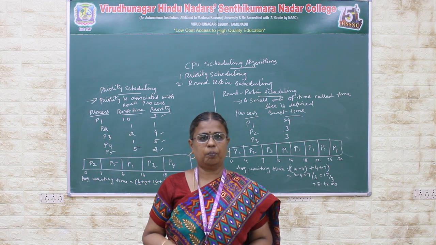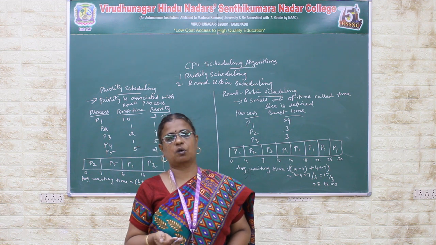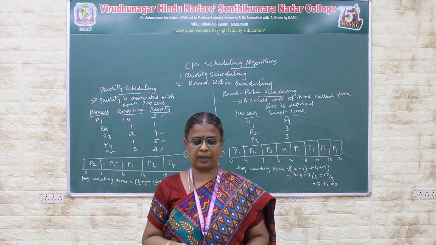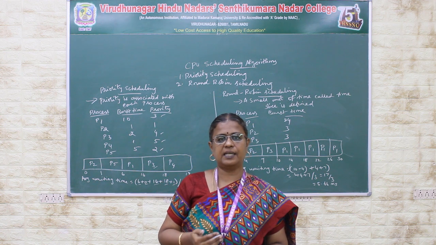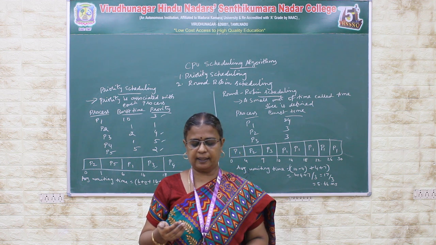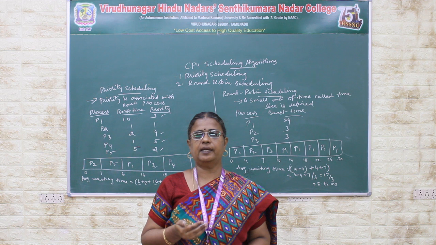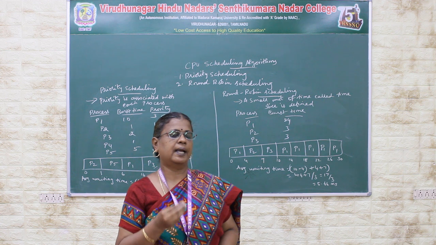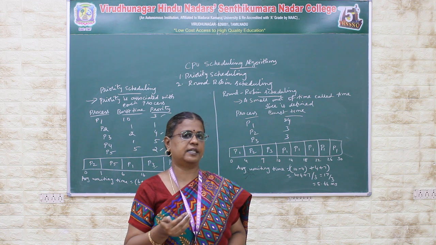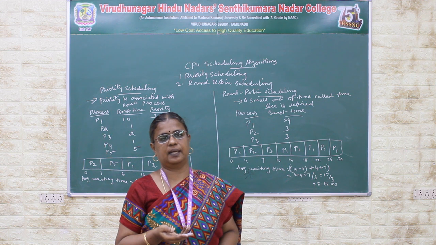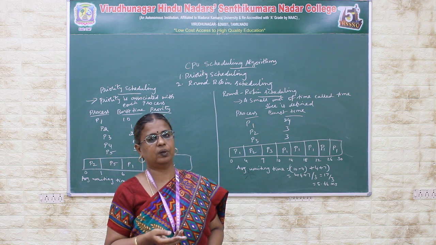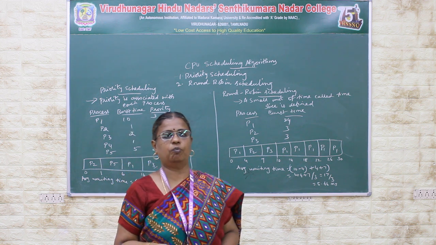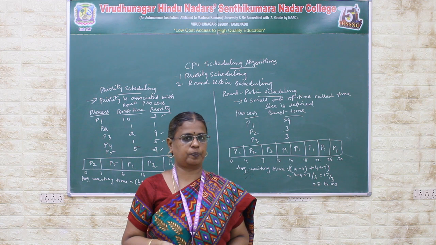To overcome that, let us solve this problem by using the concept called aging. The technique of aging gradually increases the priority of jobs that wait indefinitely in the queue. So if we gradually increase the priority level of the low priority job, that process will be executed by the CPU immediately. So that is the disadvantage, and the problem can be solved by using the aging technique.